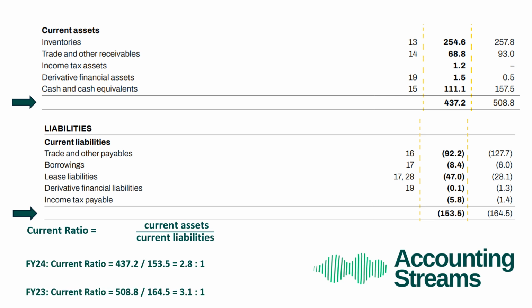The ratio has fallen from 3.1 to 1 in financial year 23 to 2.8 to 1 in financial year 24. This means that at the end of financial year 24, the company had £2.80 of current assets for every pound of current liabilities. Despite being less than in financial year 23, it can clearly cover its liabilities with its assets. It's important to compare this with competitors, industry averages, and internal targets if they're available.